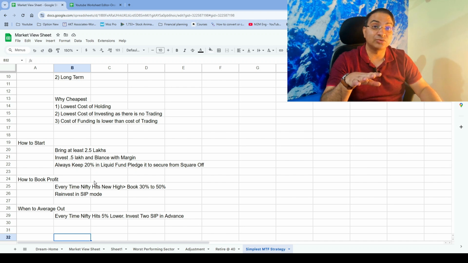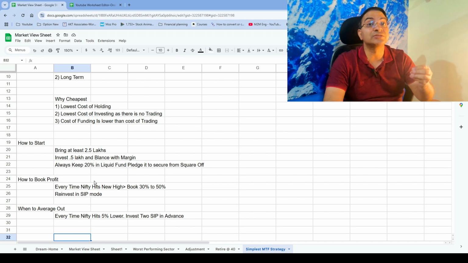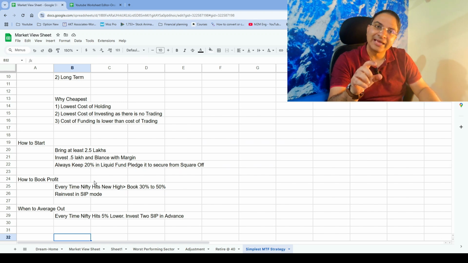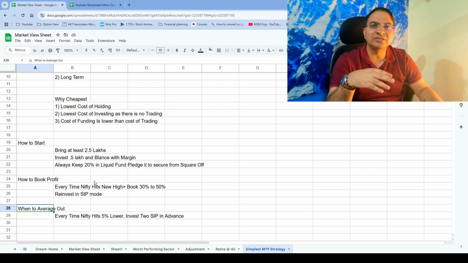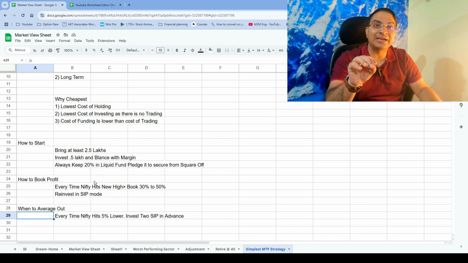Now, when to average out, like when to reinvest or when to invest more than my SIP? Whenever Nifty goes down by 5%, it's a good time to buy, because I have seen that Nifty generally doesn't stay low for a longer period. 3 months, 4 months, 5 months, 6 months max. In some situations when the market is bad due to some reason, it can stay low longer. It is good for me.